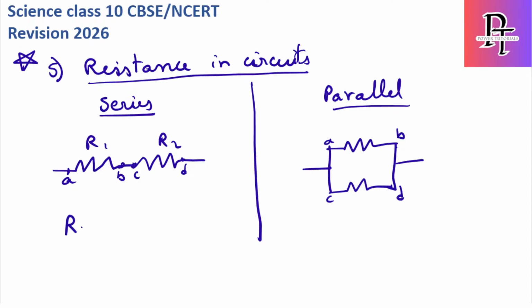Series resistance calculation is very easy, it is just R1 plus R2. Parallel is also easy, but a little more complicated. Here it will be 1 by R parallel, which is 1 by R1 plus 1 by R2.